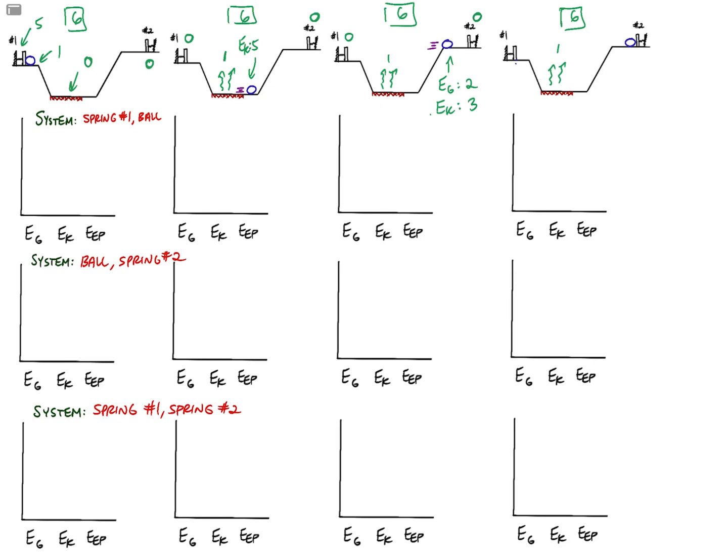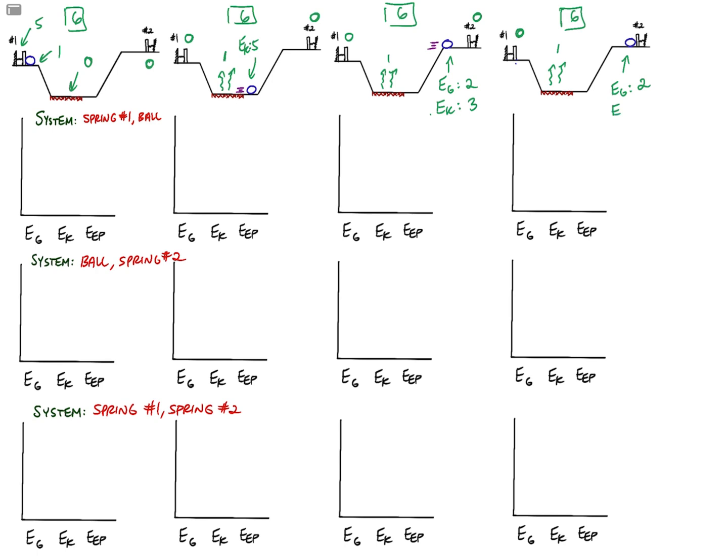Spring number 1 has 0 because it has not been compressed. I lost that 1 for friction, so that's been gone. So I have 5 left to split between the ball and the spring. Now, the ball is the exact same height as it was in the previous diagram, in which I gave it 2 blocks, so I have to give it 2 blocks of EG. It's the same exact height as it was in the previous diagram. It's no longer moving, though, so we say the kinetic has to be 0.